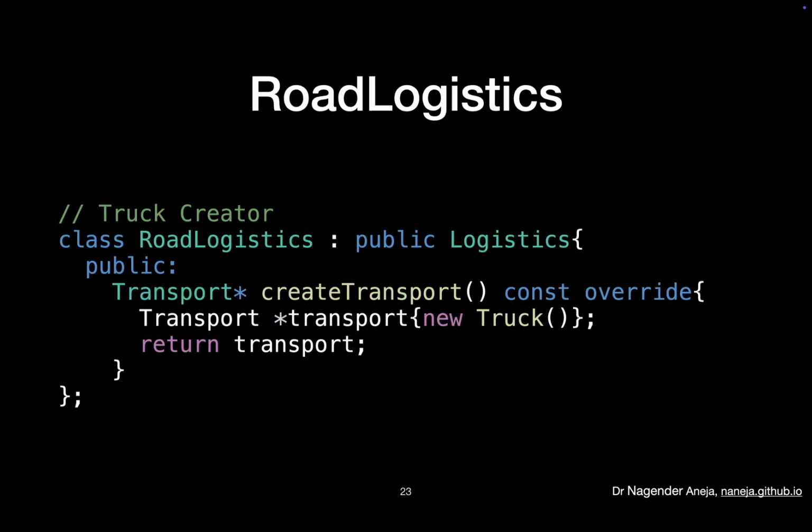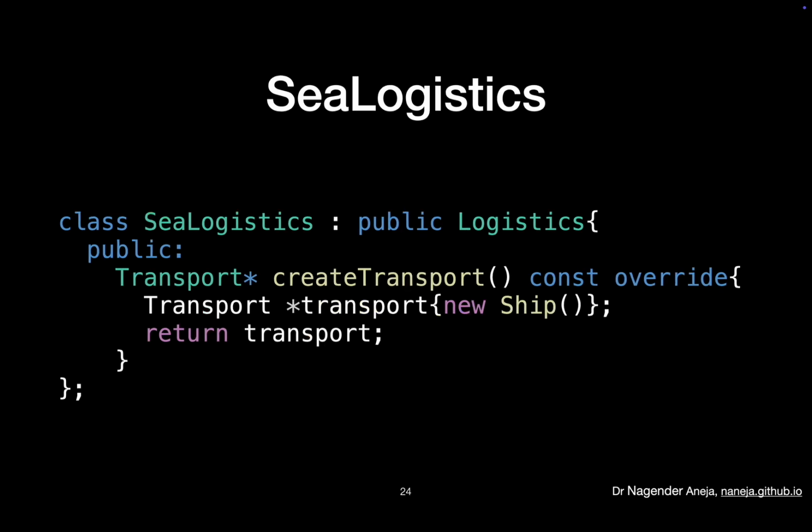Now we need the concrete creators. So in the road logistics we now need to define create transport, because create transport is a virtual function. So create transport will override this and will create a new truck, assign it to transport, and then return this transport. And if it is the sea logistics, which is concrete creator 2, a subclass of logistics, we'll say again in create transport, a new ship, and then return this transport. So we are creating the actual transport in the road logistics and sea logistics, and returning this transport. Right? So this is the work of this one.